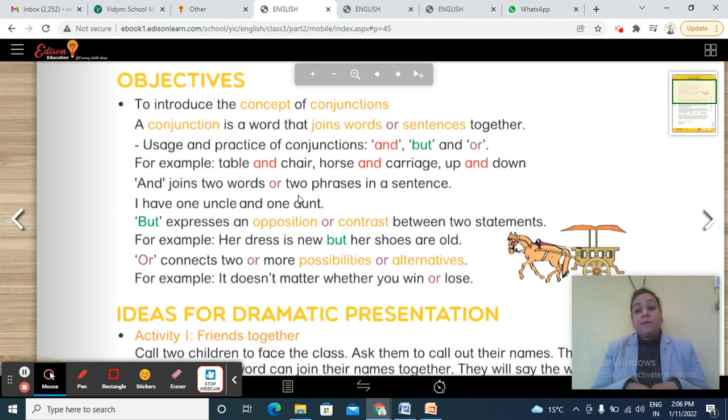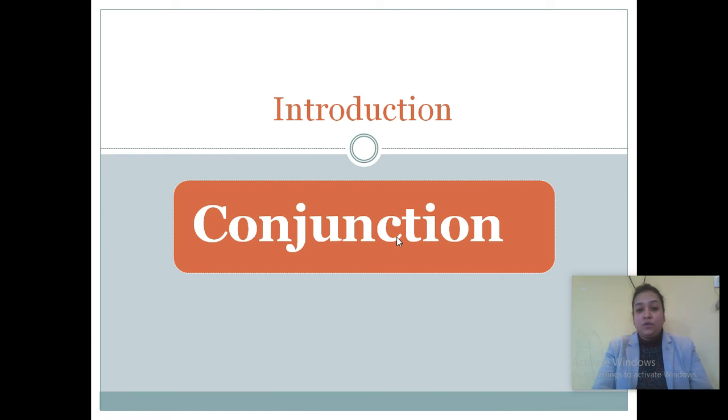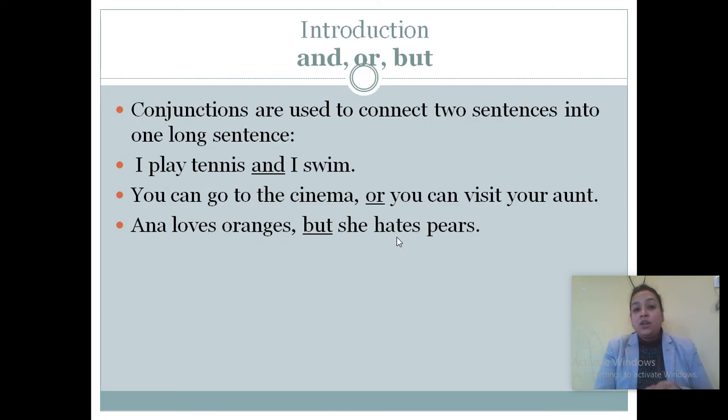In this class we are going to learn about three conjunctions, that is and, but, or. Starting with and, let's start with the presentation. I have one presentation for you. So, introduction of and, or, but. Conjunctions are used to connect two sentences into one long sentence. We take two short sentences and we join them with the help of a conjunction.